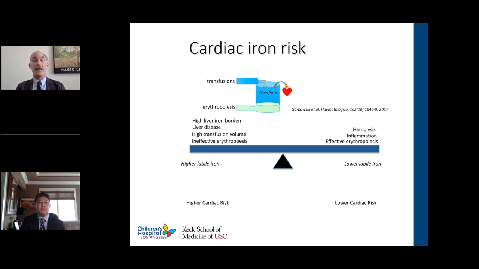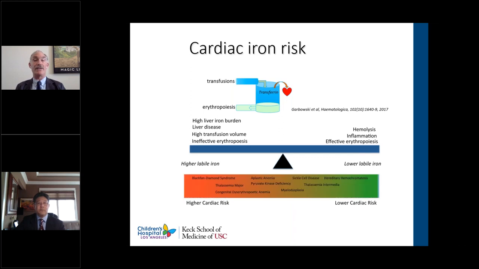And on the other side, obviously, effective erythropoiesis is incredibly protective. Turns out inflammation is slightly protective because it tends to lock iron within the reticuloendothelial system. And hemolysis is slightly protective as well, because hemolyzed iron is eliminated through the kidney into the urine and is a novel source of iron loss. But using this sort of teeter-totter, we can rate the anemias in terms of their intrinsic cardiac risk, with the non-transfused anemias on the right-hand side of the panel, and Diamond-Blackfan anemia being the worst of the worst because there is zero utilization of transferrin-bound iron by the bone marrow. And I've seen heart iron in Diamond-Blackfan children as young as 3 years of age.